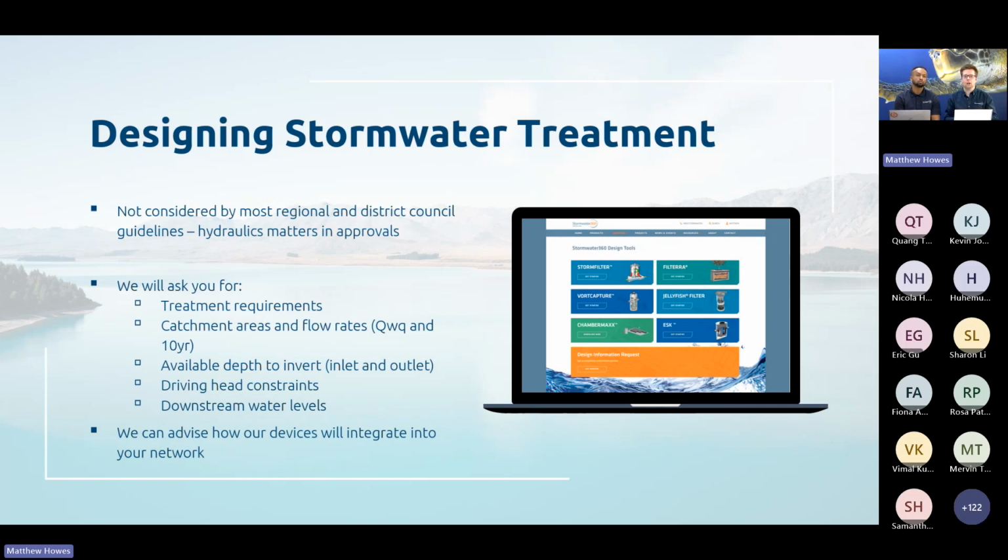We do have an online design tool. The online design tool is really useful to get a quick sizing and an idea of the rough size of devices, but it simply can't have the same level of detail and the level of customizability and options that we have available if you approach us directly. So by all means, please do go on and use that online design tool. It will give you a rough idea of the size Jellyfish, StormFilter, or Filterra that you need. But then send that information through to us and we can take a look at that and review that.